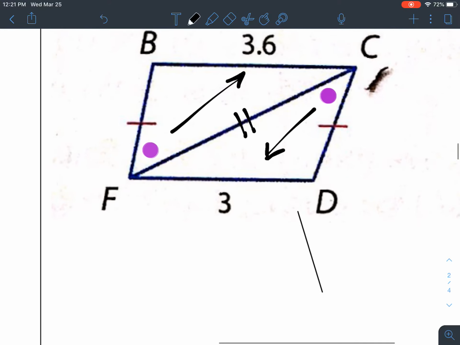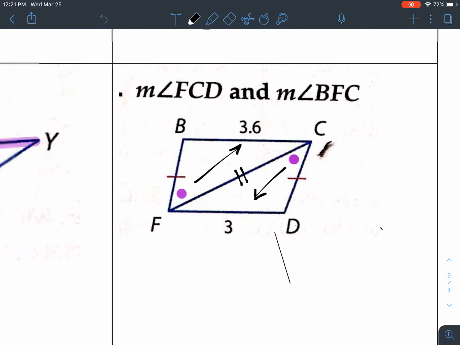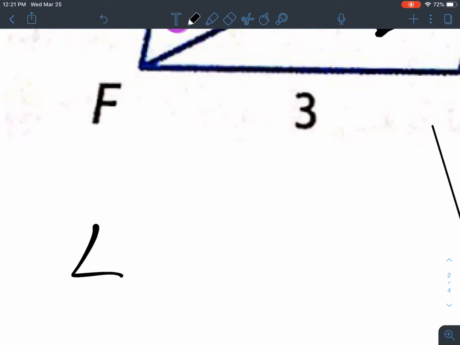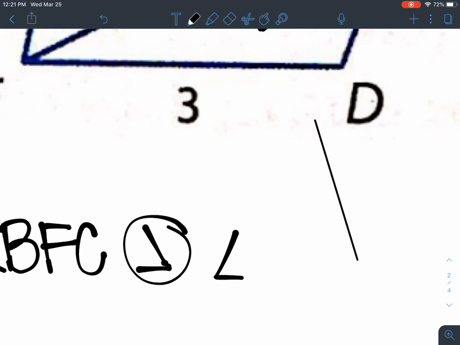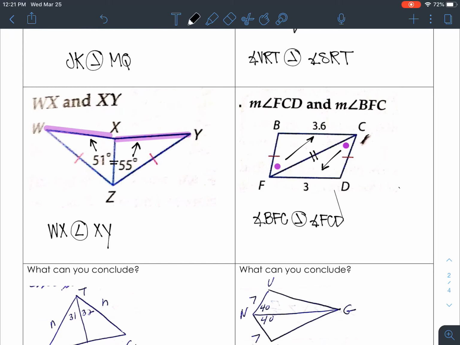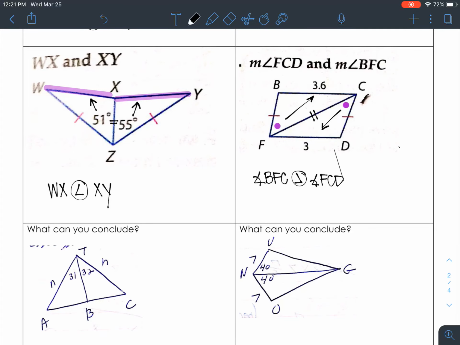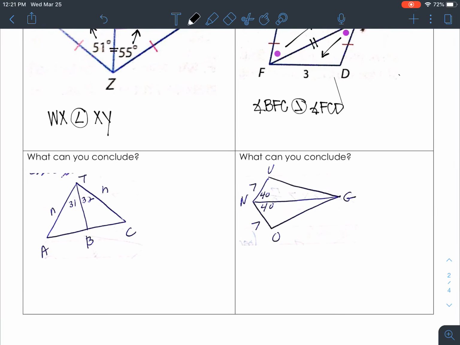And so our conclusion then is that this angle of BFC is greater than angle FCD. Now, there's not one correct way of starting it. Like if I wanted to write that angle FCD was less than angle BFC, that's a correct answer as well, okay? All right, now we're actually going to skip the next two.